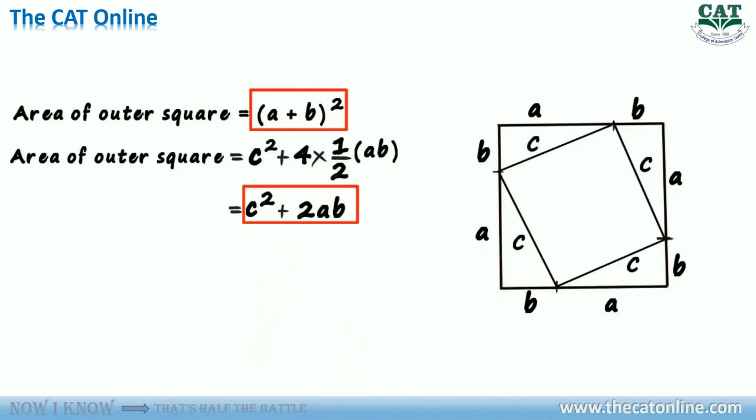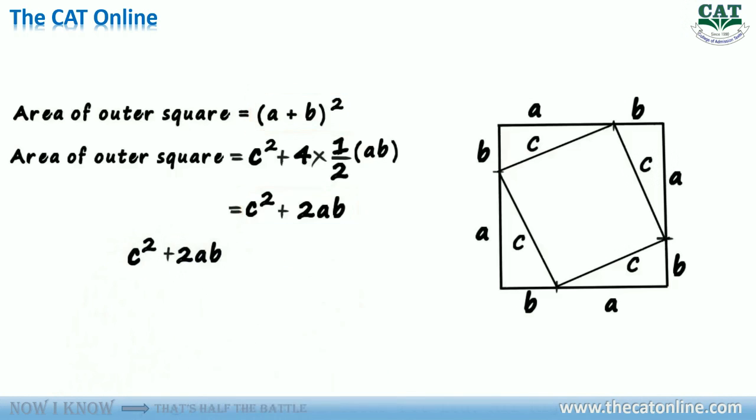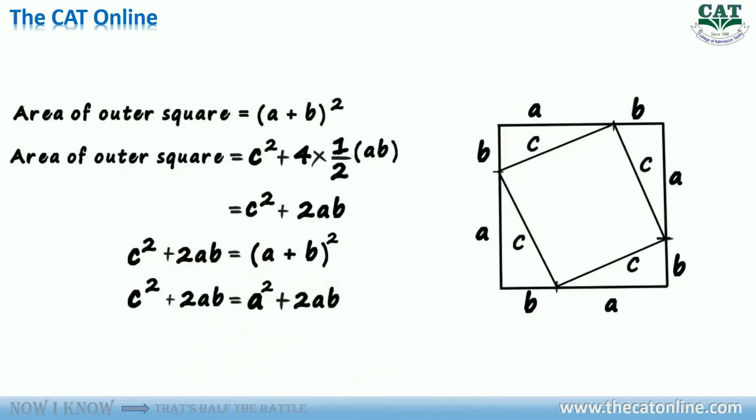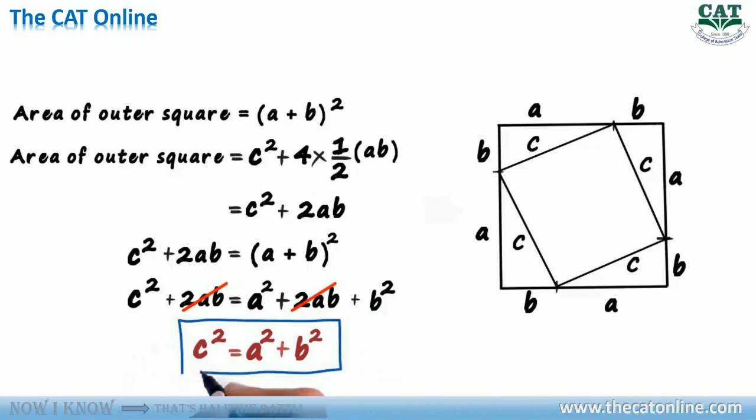Both these are the area of the outer square. Equating these two, we can write c squared plus 2ab equals (a plus b) the whole squared. And using the identity for (a plus b) the whole squared, we write this as c squared plus 2ab equals a squared plus 2ab plus b squared. And cancelling out 2ab from both the sides, we get c squared equal to a squared plus b squared. This is the Pythagoras theorem.